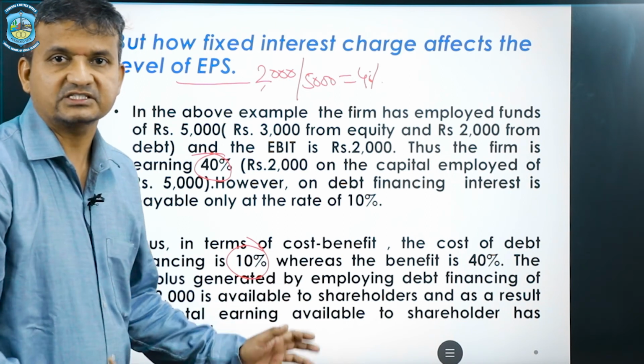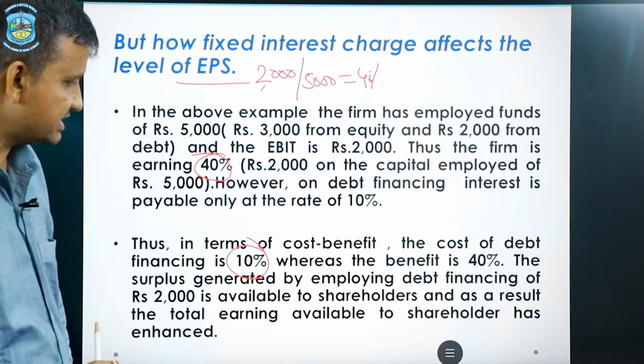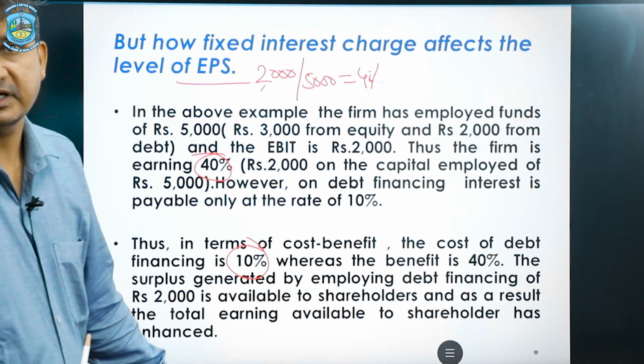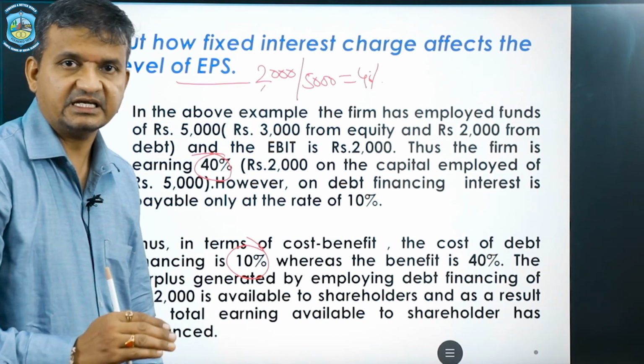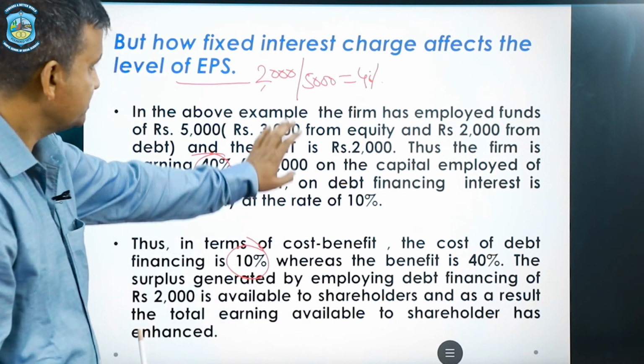So where does the balance go? The balance 30% was going to equity shareholders, and that is why we see that the earning available to equity shareholders is increasing in a more than proportionate way. So that is all about this particular concept.